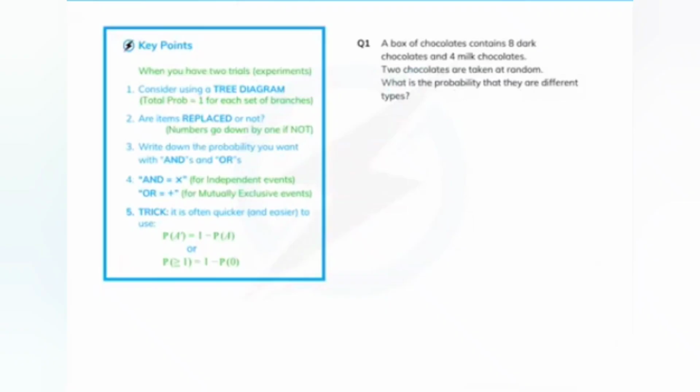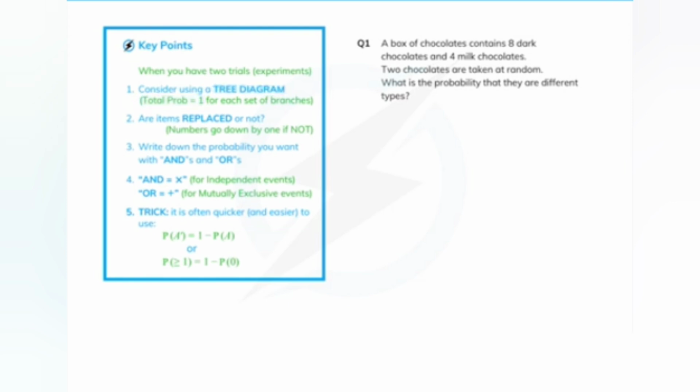So in this tutorial we're going to look at combined probabilities, which is what you have to deal with when you have more than one thing happening. So two trials, if you like. Remember, a trial is an experiment, a probability experiment. And ways you might approach this are, well, you might use a tree diagram. You don't have to use a tree diagram, but it sometimes is a good idea, remembering that on each set of branches the total probability must be 1.